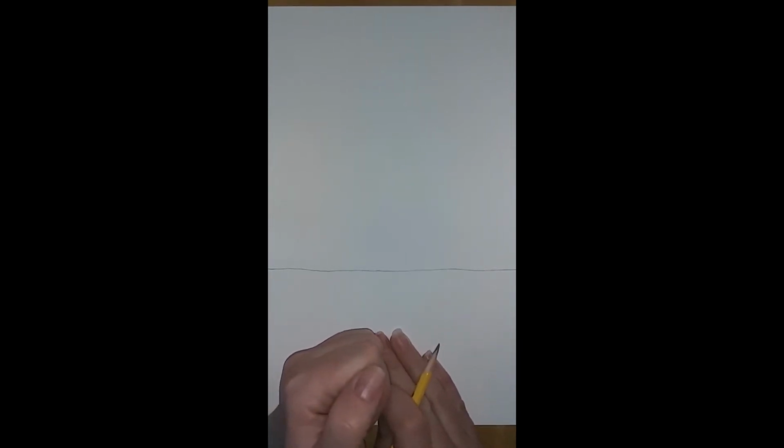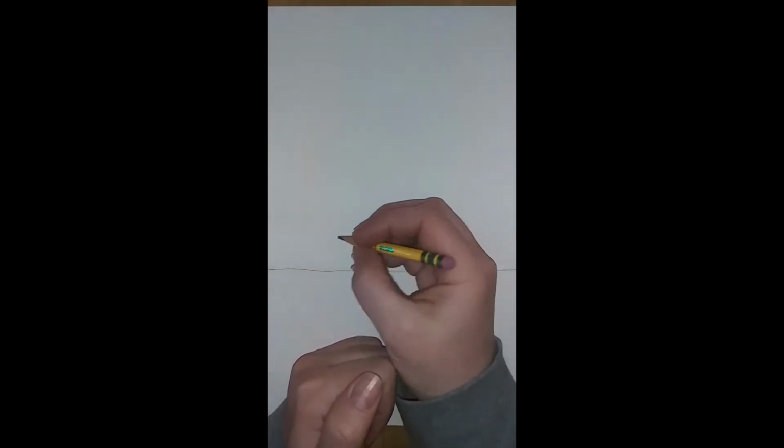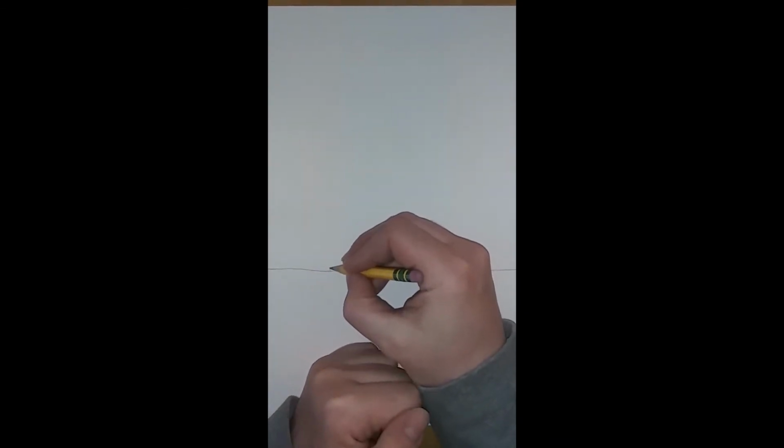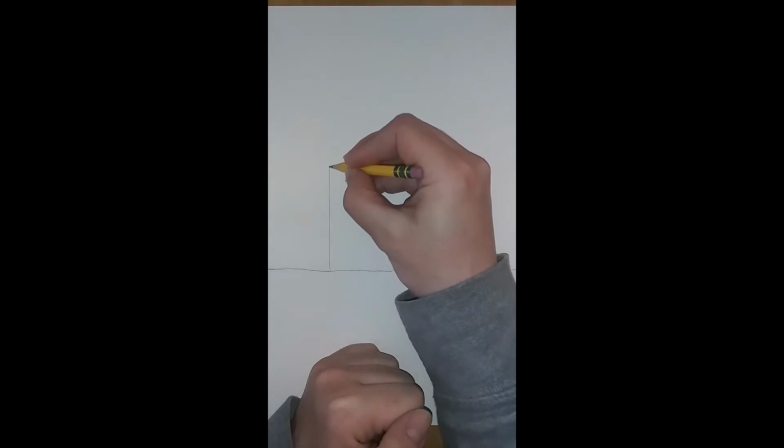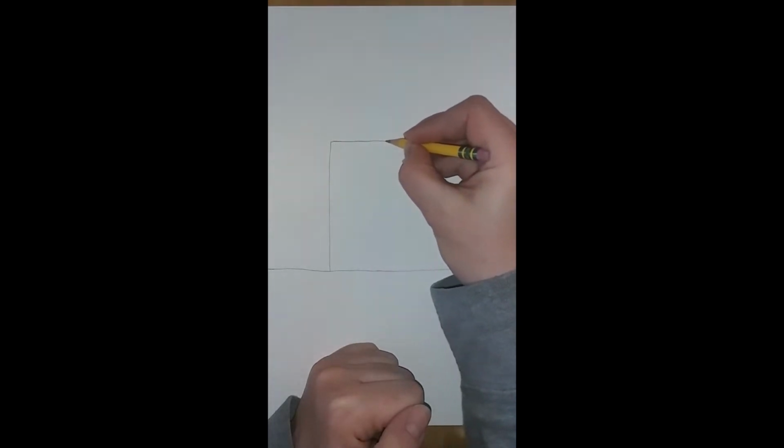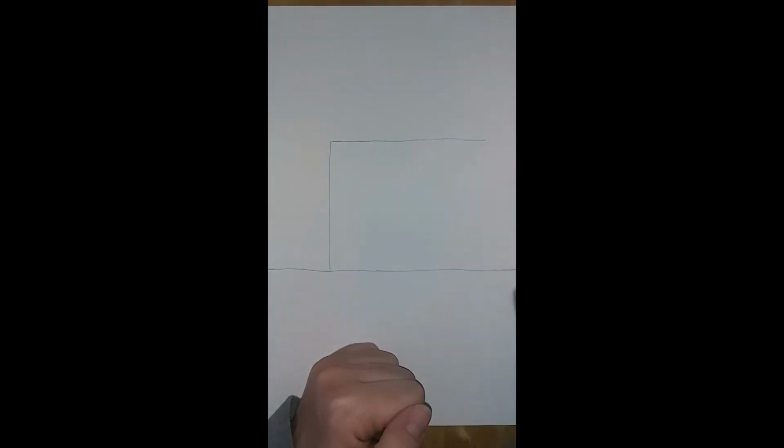The next thing I want you to do is draw a rectangle or a square, and that's going to be the front entrance of your castle. You can make it as tall or as short, as skinny or as wide as you want, but this is really going to be like the front entryway.